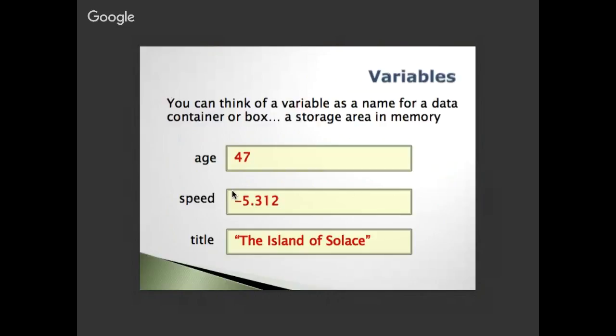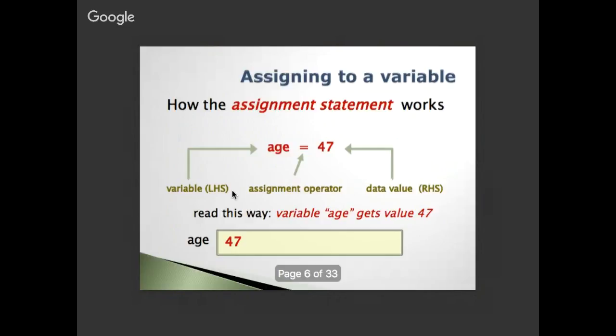So here's an example, variables. You can think of a variable as a name for data, like a box, a storage area in memory. So age, speed, and title. Age 47, speed minus 5.312, and title "The Island of Solace". And this could be in a web form or something that the user fills out.